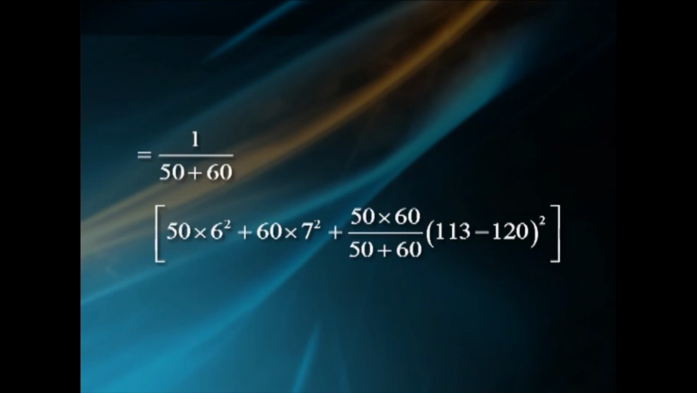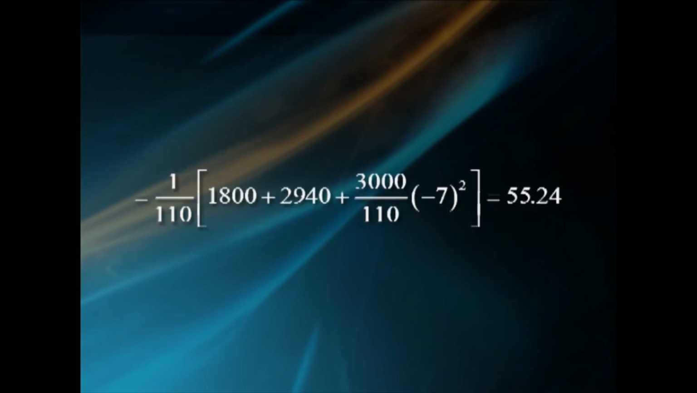The square of the standard deviation of the combined set, sigma square, equal to 1 by n1 plus n2 into n1 sigma 1 square plus n2 sigma 2 square plus n1 n2 by n1 plus n2 into x bar 1 minus x bar 2 square, that is equal to 1 by 50 plus 60 into 50 into 6 square plus 60 into 7 square plus 50 into 60 divided by 50 plus 60 into 113 minus 120 square.